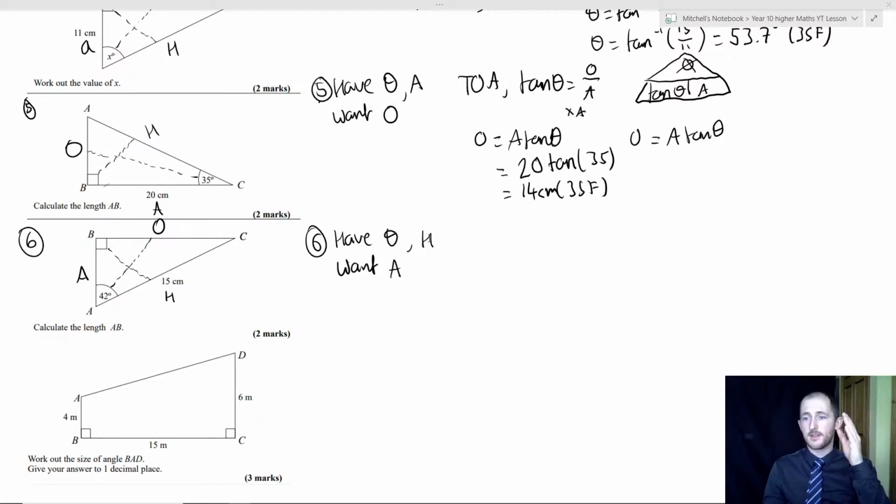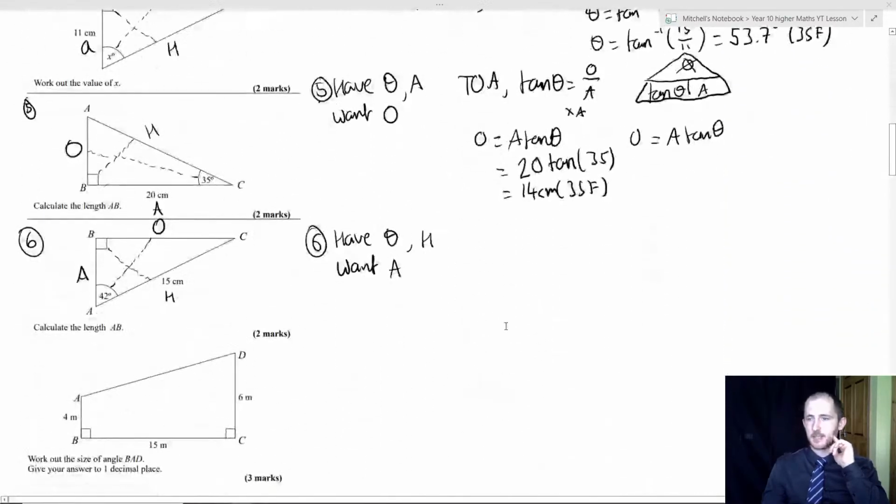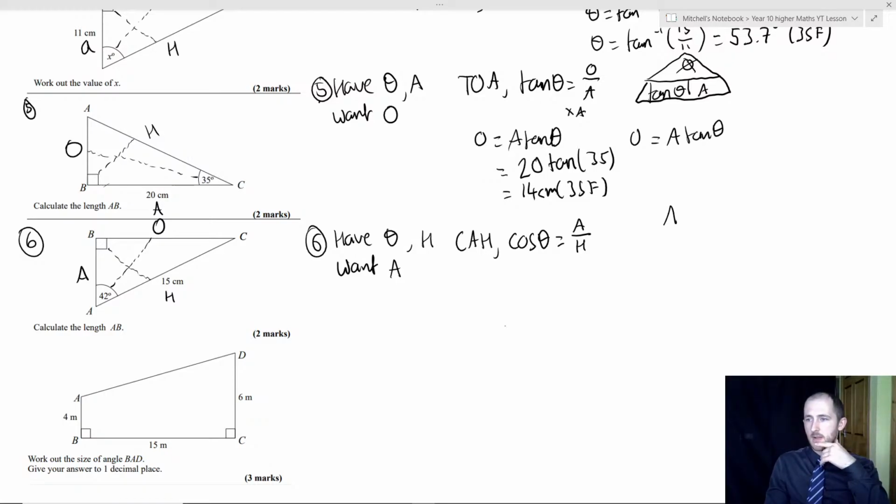So if I have theta and h and I want A, let's scroll back up to see which one has A and h in it. So this one has A and h in it. CAH. So let's write CAH. And that is cos theta equals adjacent over hypotenuse. Okay? So if you want it as a formula triangle, you can put the A on top, cos here, h here. Up to you which method you want to use. I personally prefer rearranging, but that's because I'm a nerd.